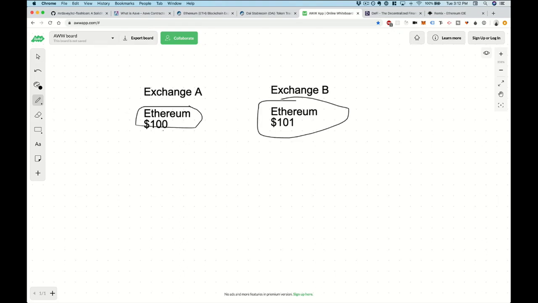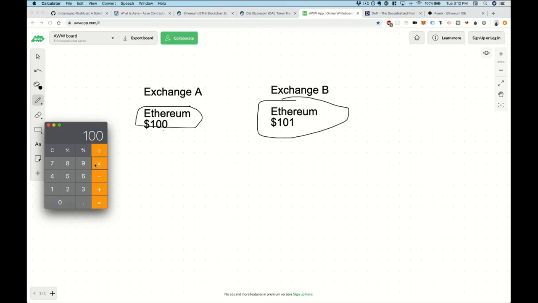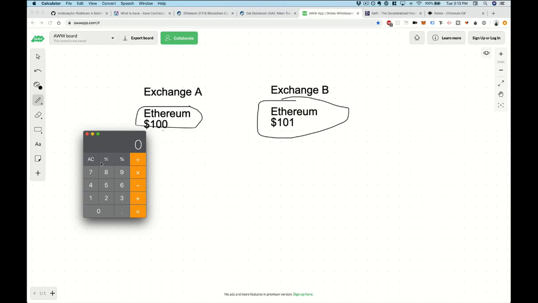You might say, $1 profit doesn't sound good if you only have one Ethereum, but what if you had 10,000 Ethereum and you could take advantage of this price difference? Then you would be able to make $10,000 in profit. That's the advantage you have with flash loans: you have access to large amounts of capital. If you did 10,000 Ethereum, that'd be a $1 million... or no, sorry, you need $1 million.